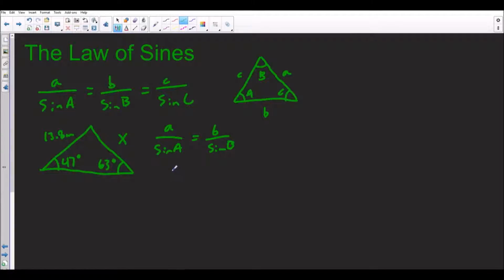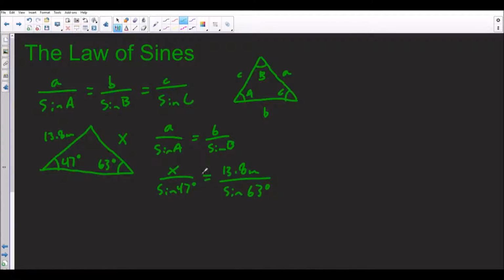So let's say this one is A. We're going to say x over sine of 47 degrees is equal to, B is 13.8 meters divided by sine of the angle across from it, which is 63 degrees. And that's just how simple it is.